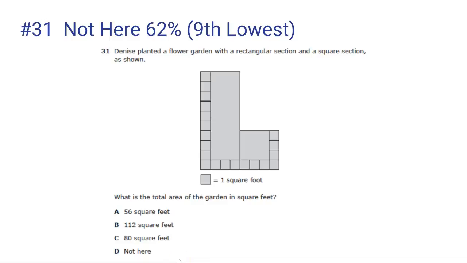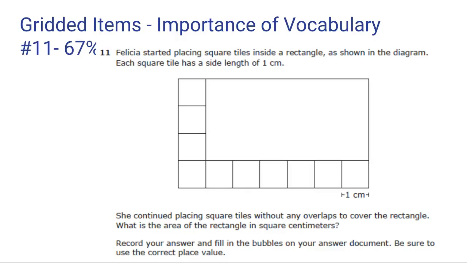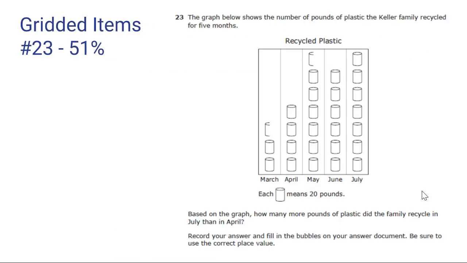Notice with this particular item, the kids also had a visual to help them to figure out area. Gridded items, we historically do not do very well on gridded items. It could be because it's an open response item, but in this particular case, notice the importance of vocabulary. Again, they have to fill out this entire diagram to understand the area, and it's multi-step. And notice that these have visuals in the gridded items.